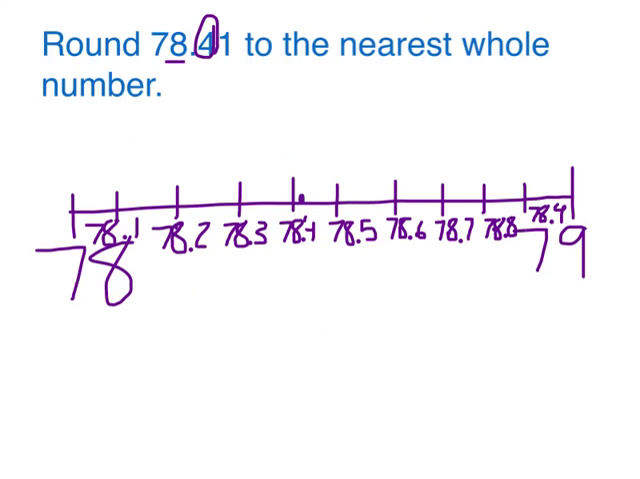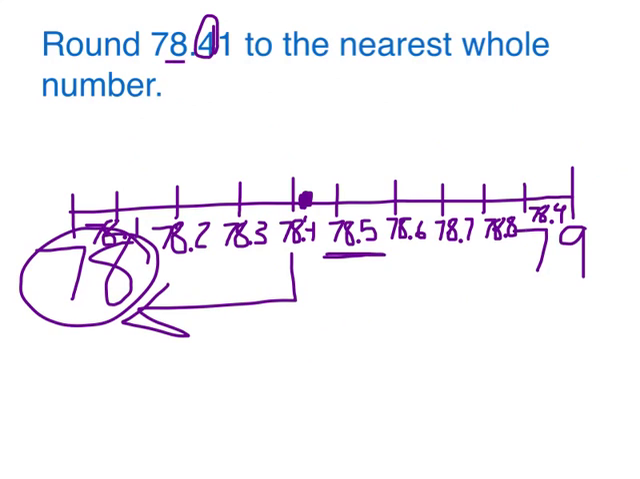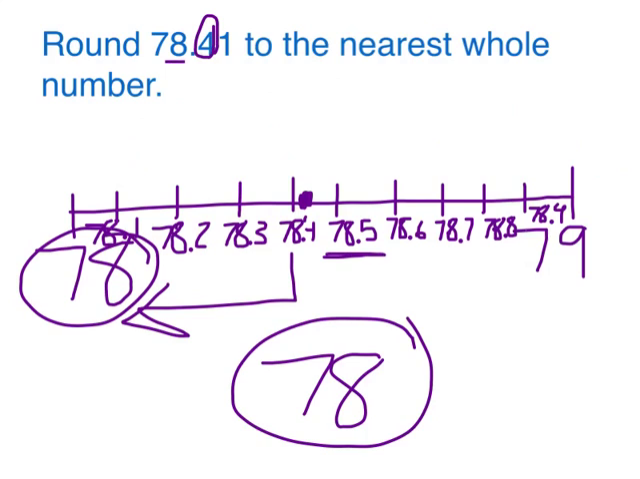78 and 41/100ths is just past 78 and 4/10ths. That's not quite to the midway point of 78.5. The 4 in the tenths place tells me that I'm closer to 78. When I round 78 and 41/100ths to the nearest whole number, I get 78. So don't forget, find the two whole numbers your decimal falls between. Plot them on a number line and look at the tenths place to see where your decimal number is located. That will help you figure out which whole number it's closest to.